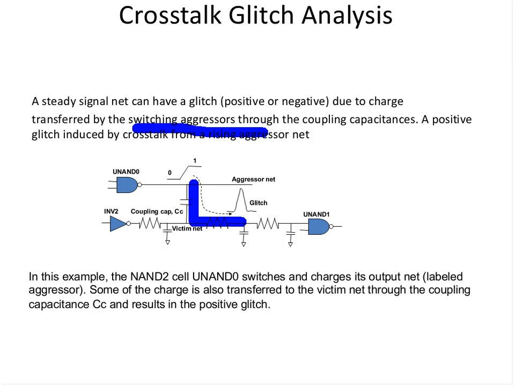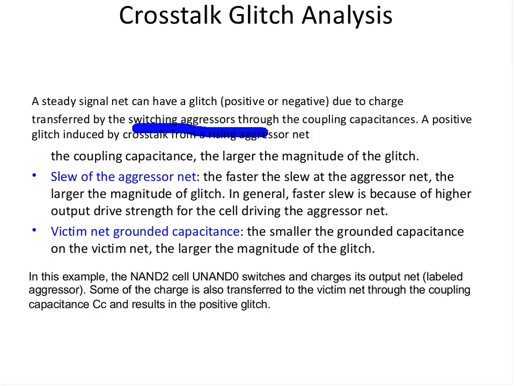The NAND2 cell switches and charges its output net, labeled aggressor. Some of the charge is also transferred to the victim through the coupling capacitance and results in a positive glitch, right?